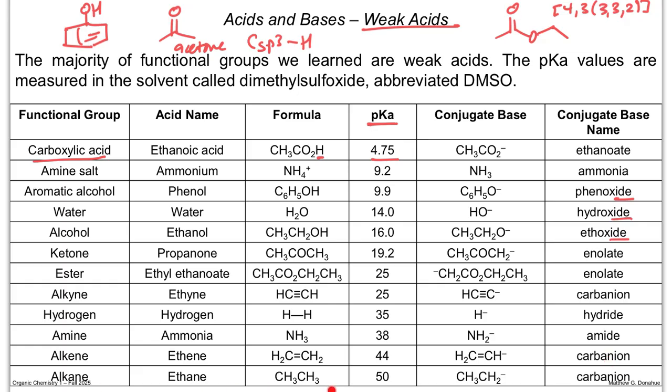And alkanes are the weakest acids. So sp3 hybridized CH tops the scale. One way to think about it, they're pretty inert. They're not reactive. We can still deprotonate them, it just requires a really strong base to do that.